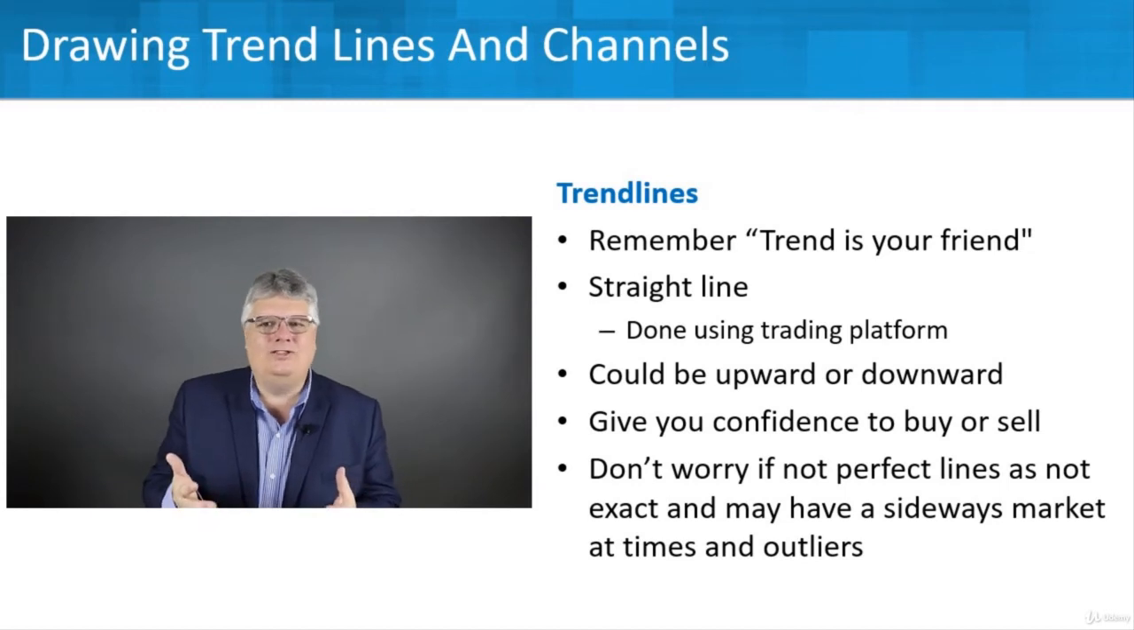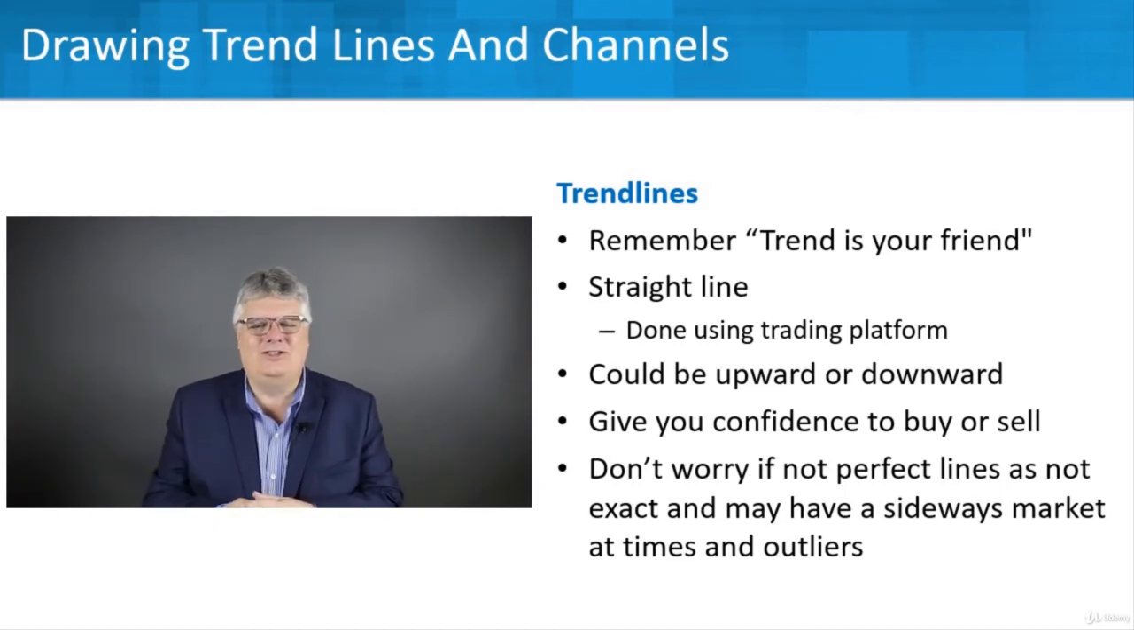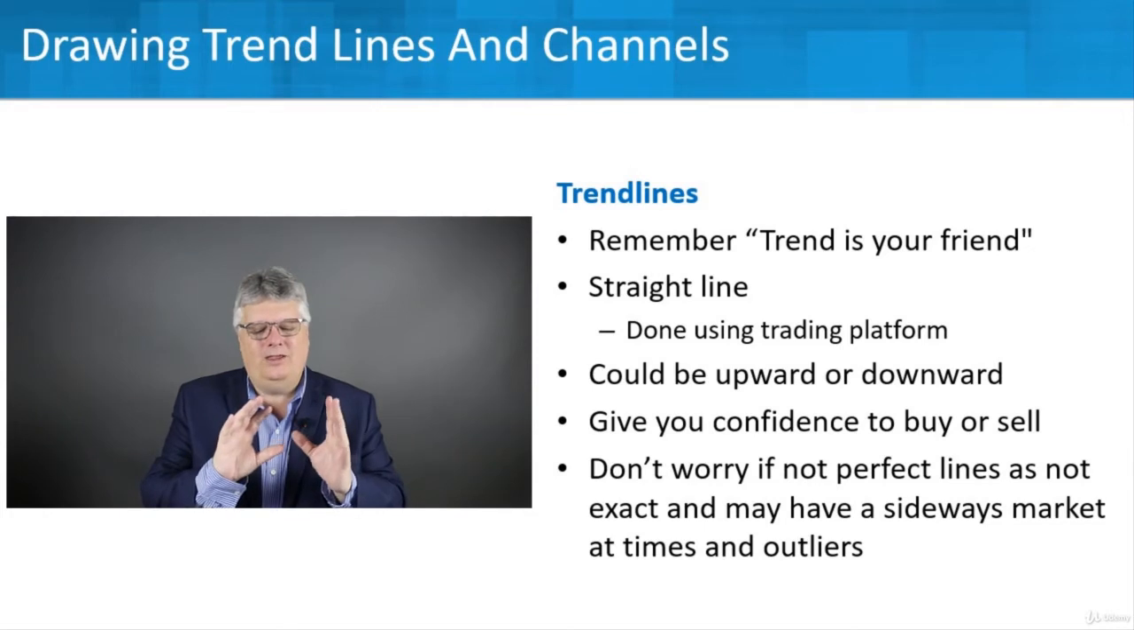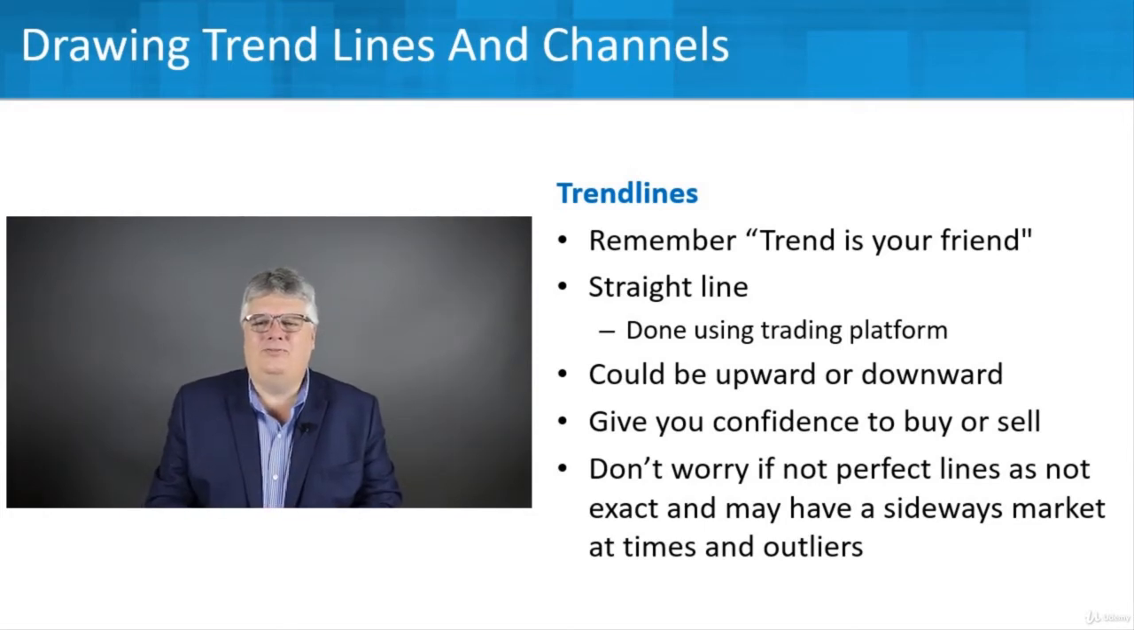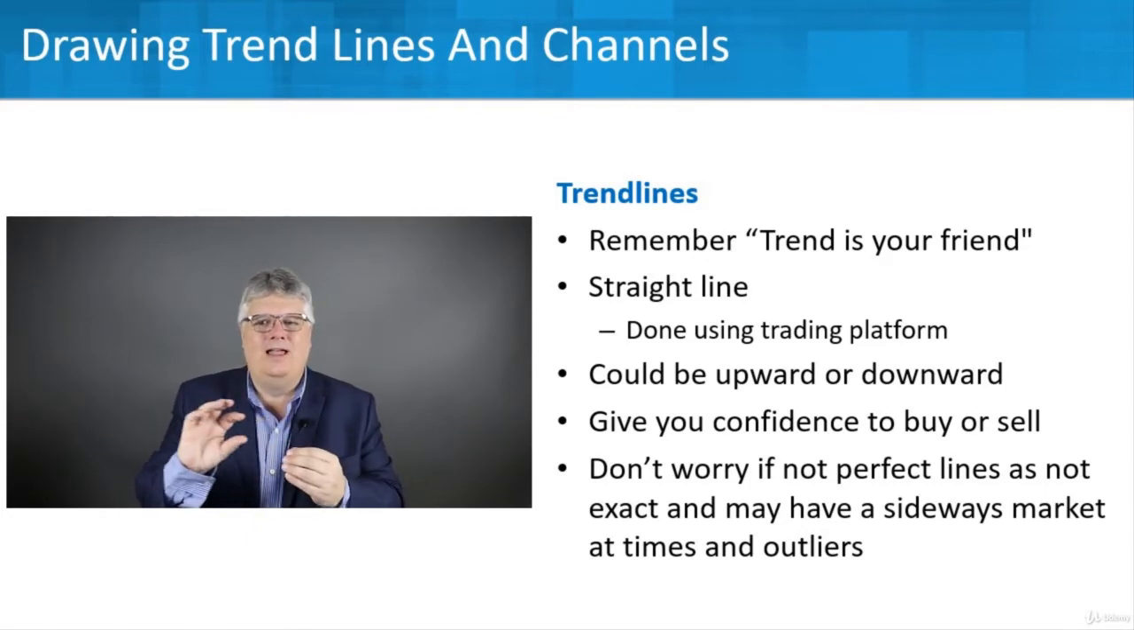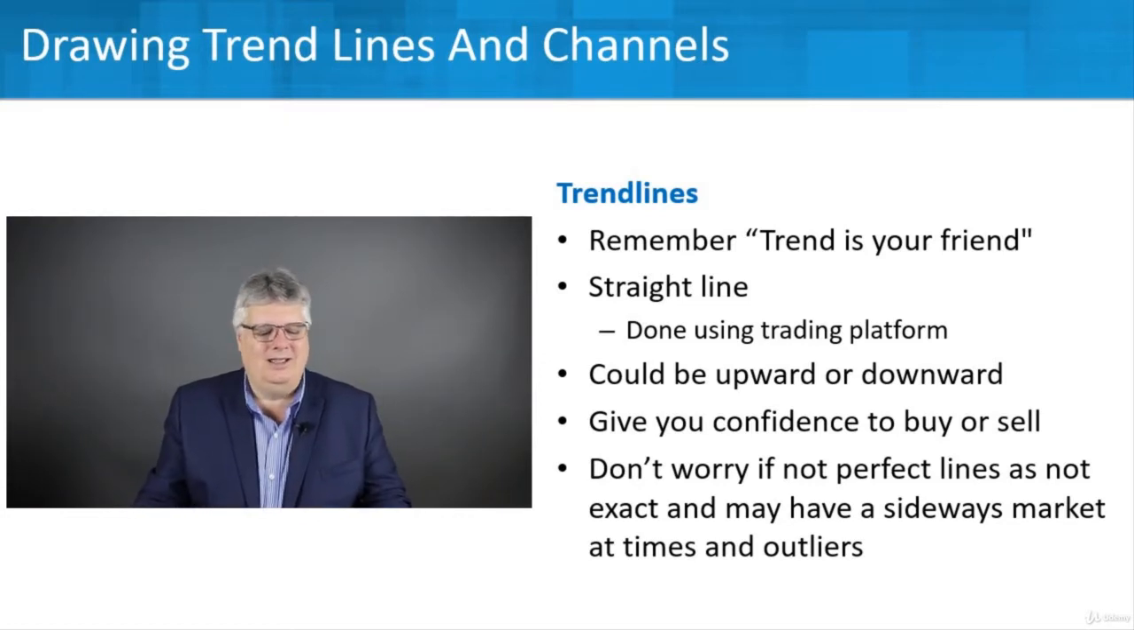And don't worry if your lines aren't perfect. They'll be nice straight lines because of the software, but in terms of where you place them, that'll come with time, probably pretty quickly actually. And it's not always exact. The markets go sideways, things happen, there's outliers, noise, all that kind of stuff that causes a price to go up or down. So trend lines are not always picture perfect, but they're going to be straight lines and they're going to help you with your trading decisions. So don't worry if your trend lines are not works of art.